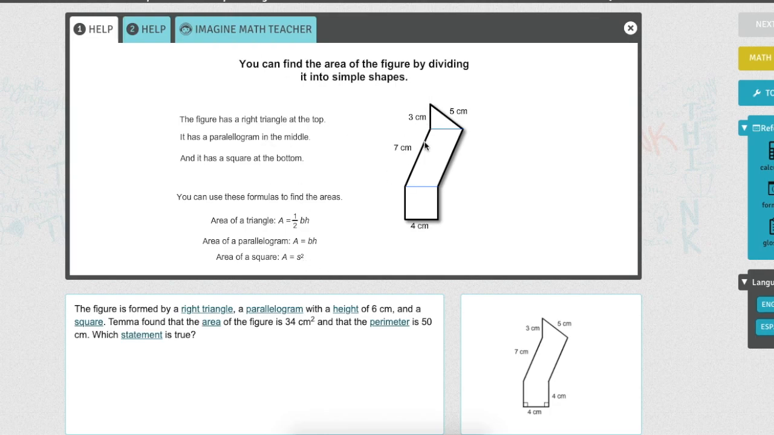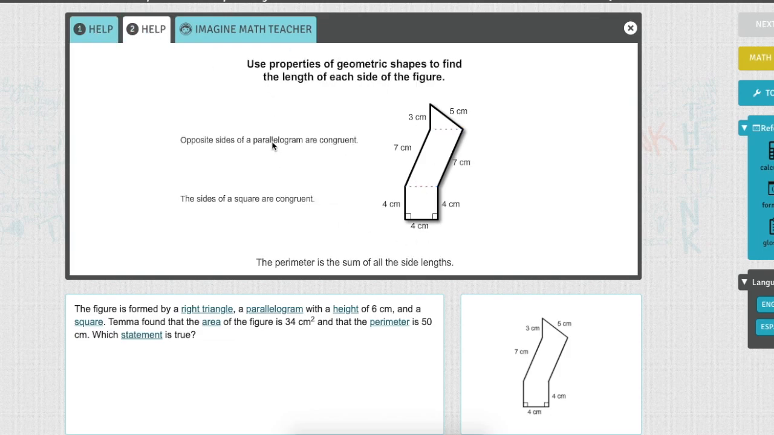So we did find that. We found that the base was 4, the height was 3, and divided it by 2. We found that the base was 4, the height was 4, and we left it at 16. And then we found that this one had a base of 7 and a height, we were told, of 6. So we're just checking one more time.